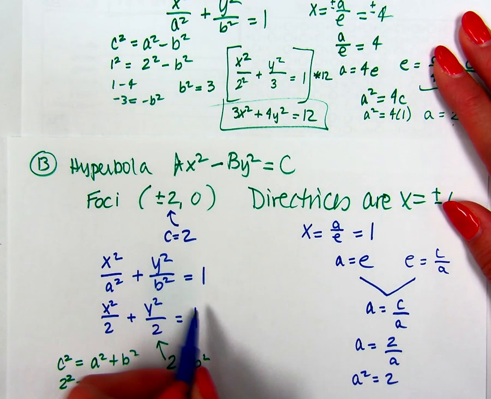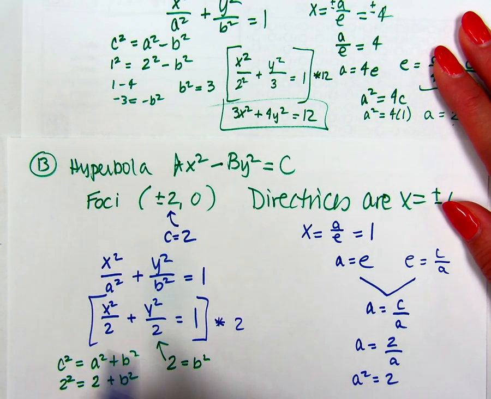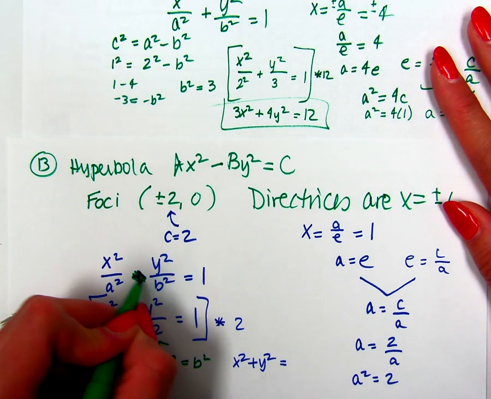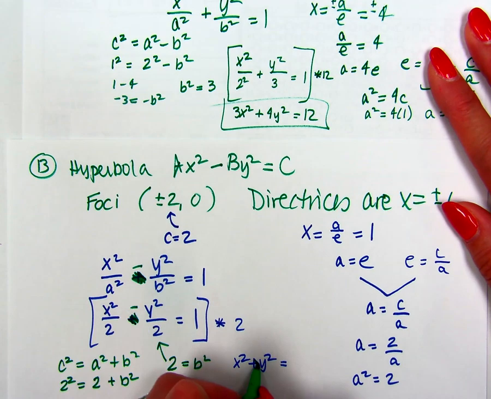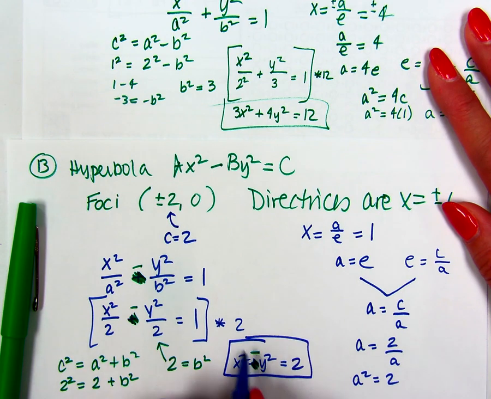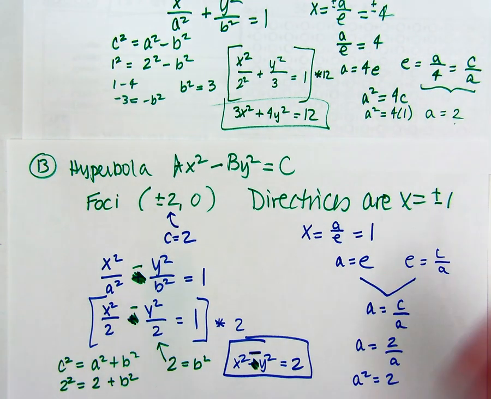All right, now this would be our answer, except they didn't want it in that format, so we got to multiply by 2. So we're going to get x squared plus y squared equals, oh, that's a minus, sorry, hyperbola. Yeah, x squared minus y squared is equal to 2. And that's your hyperbola equation. All right, if you have any questions, write that down and then ask questions in class tomorrow.